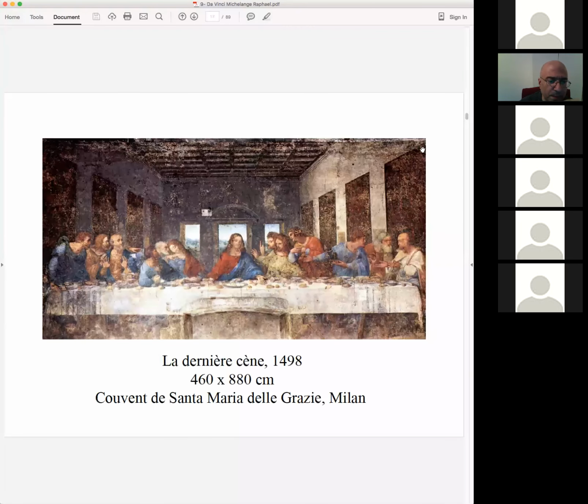This is a painting finished in 1498. It's a painting in a convent, in a monastery. Sorry, a painting in a monastery.